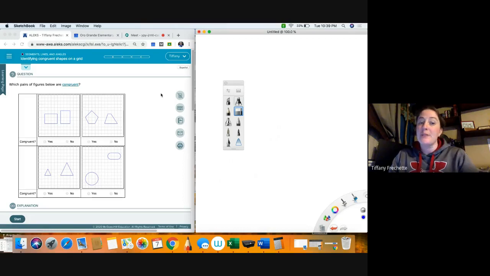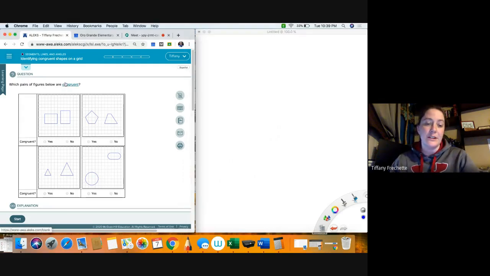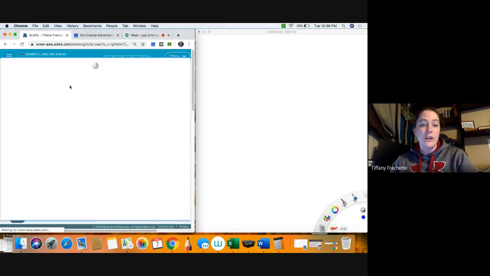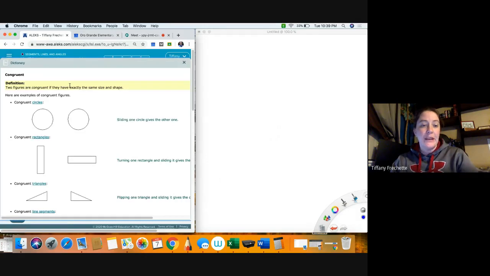Identifying congruent shapes on a grid. All right, so for this one, we need to know what the definition of congruent is. If you don't know a definition and then you see a highlighted blue word, you can click on it and it'll tell you congruent. Two figures are congruent if they have exactly the same size and shape. So in this one, we're looking for the same size and the same shape.